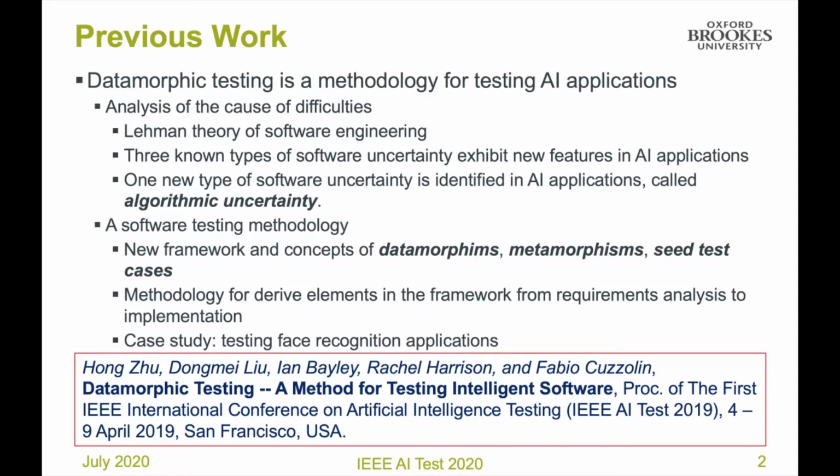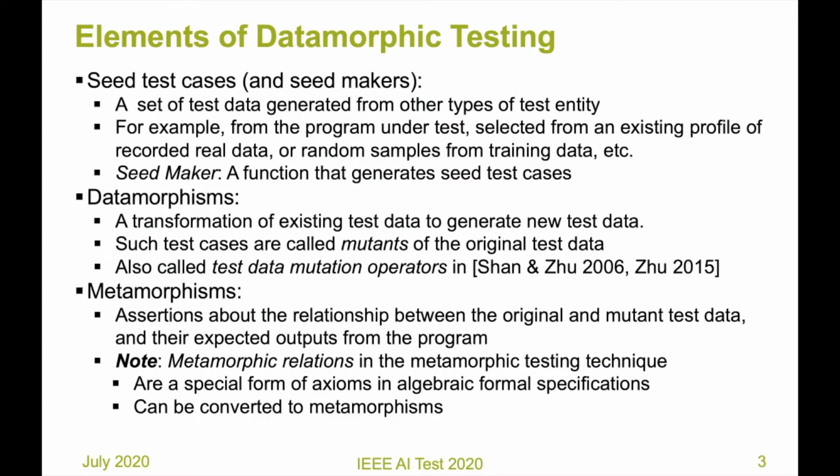We have conducted a case study in our previous work by using the testing of face recognition applications as the subject. The key elements in datamorphic testing in our previous work consist of seed test cases, which are test data generated from other types of test entities involved in software testing. For example, from the program under test, selected from the existing profile of recorded real data or random samples from the training data used for machine learning. Seed makers are such functions that generate seed test cases.